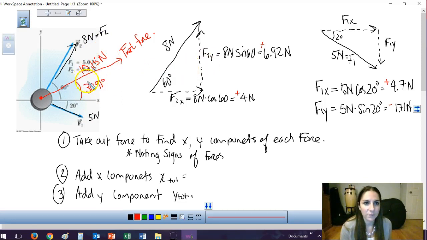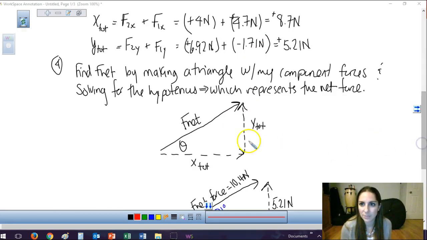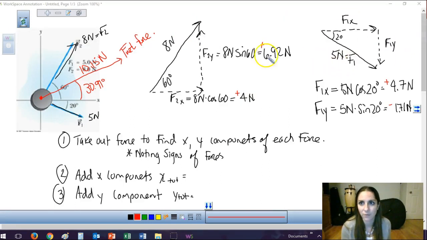Now, if I had a third force, I would just do another triangle. If I had 4 forces, 5 forces, you just add to this, and these sums just become longer. It's just x1, x2, x3, x4, however many forces you have.